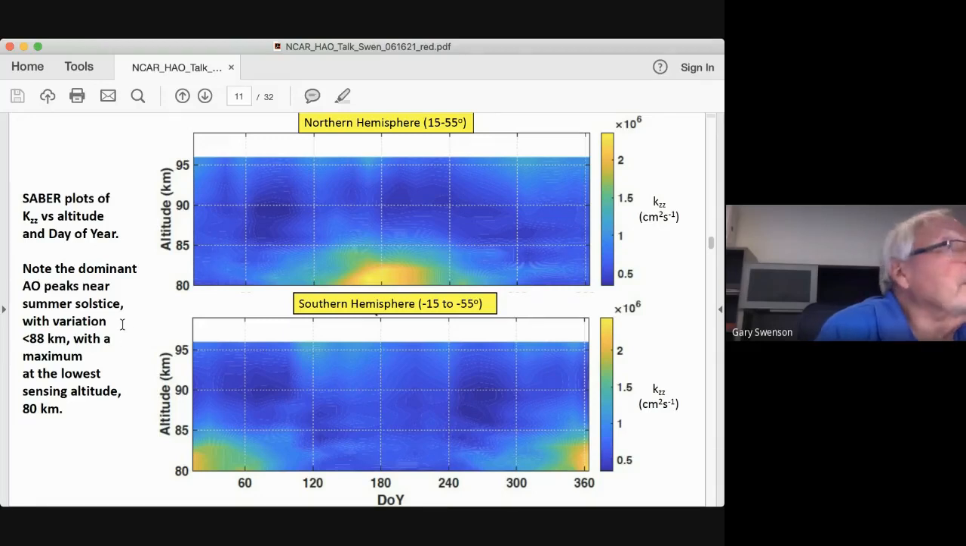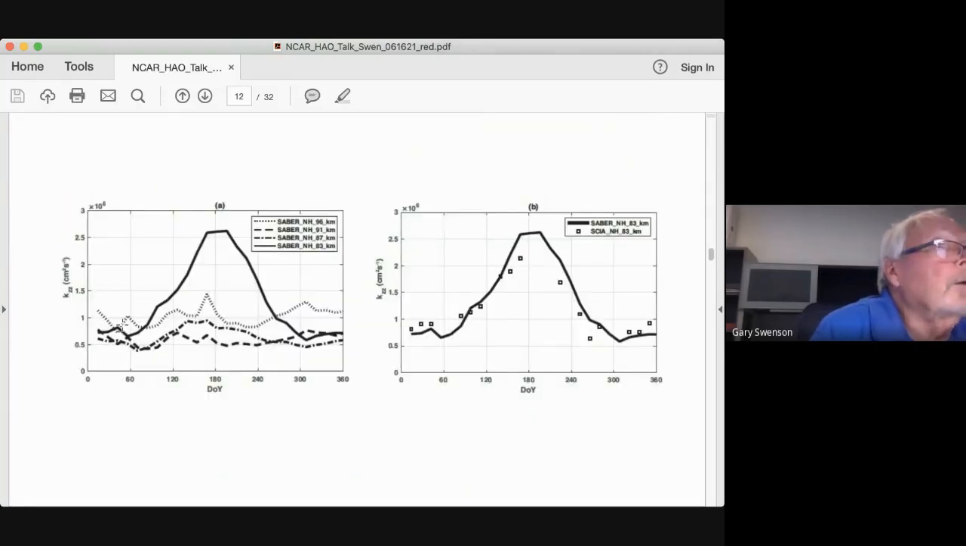So the next chart, this is the chart on the left. This is just a plot of the amplitude of that variation with day of year for 4 altitude regions. The big solid curve is at 83 kilometers. On the right, the squares are what the Scaramucci data shows when we've analyzed KZZ from it. So they're very much the same.